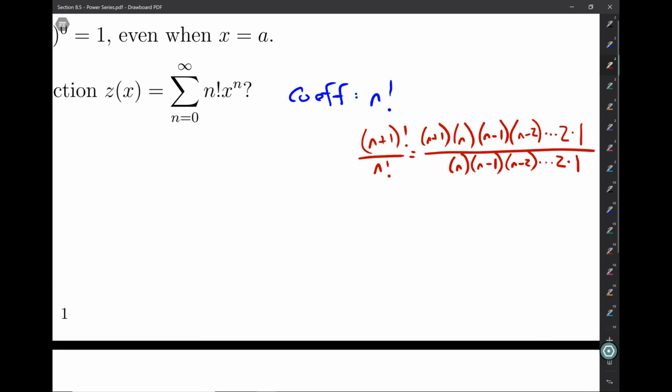The ratio test is really, really good with factorials because you get a crazy amount of cancellation. In this case, we can see that these n's cancel, these n minus 1s cancel, n minus 2s cancel. Everything cancels with the exception of our one last factor of n plus 1.